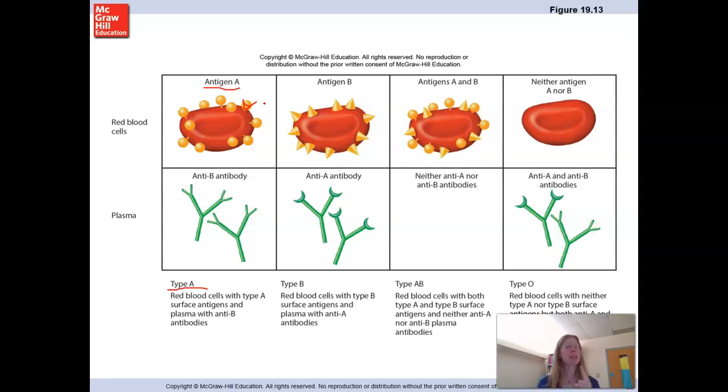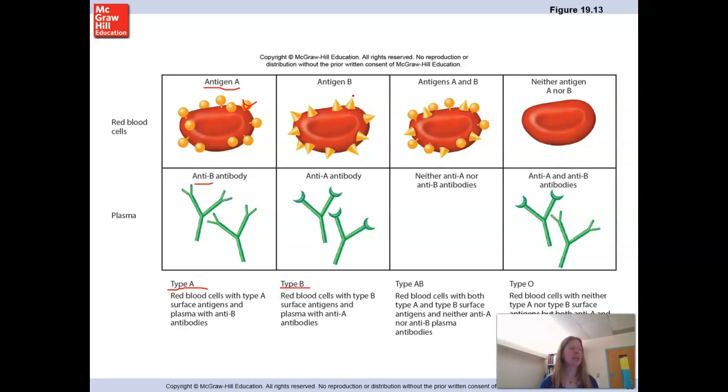Now, since you make that protein, you would never produce an antibody that would attack that antigen, okay? Instead, what you produce is an antibody that would go after antigen B, right? Your body has never seen that before. It's foreign. It might as well be E. coli, right? So we would attack it. And so someone with type A blood produces the anti-B antibody, or immunoglobulin, if you want to say it that way. Okay, right?